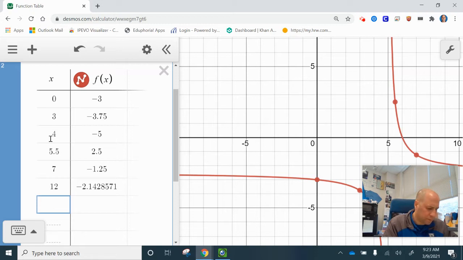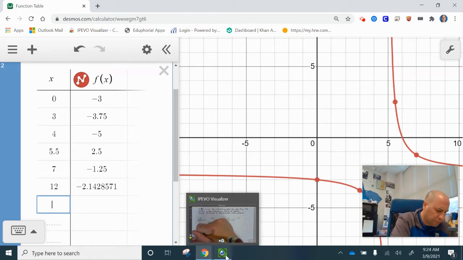So let me fill that table in. So 0, negative 3, 3, negative 3.75. 4 is negative 5. 5.5 is 2.5. 7 is negative 1.25. And 12 is, let's just go to 2 decimal places, negative 2.14.